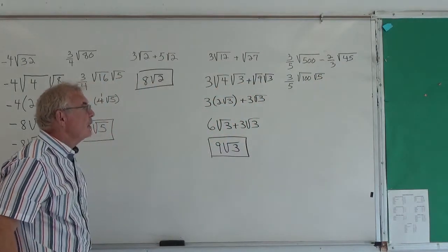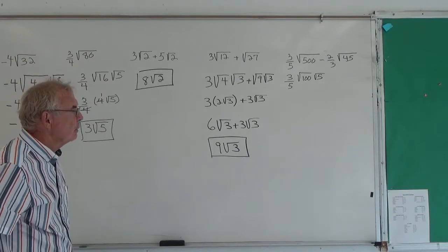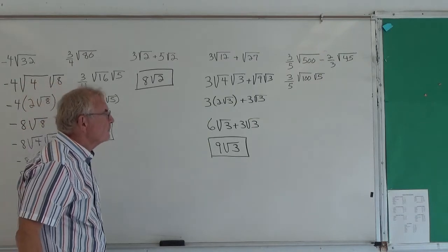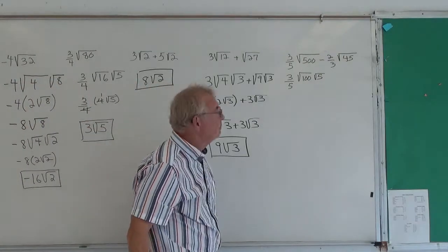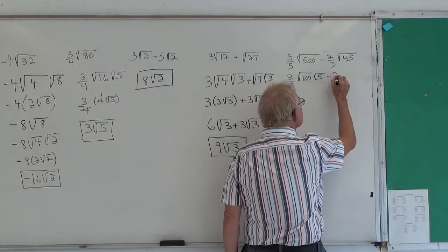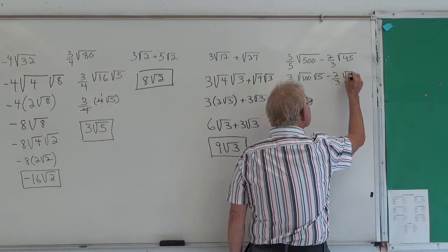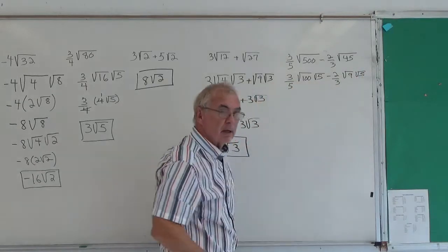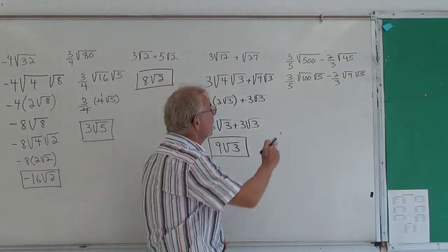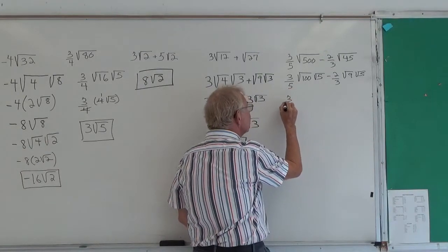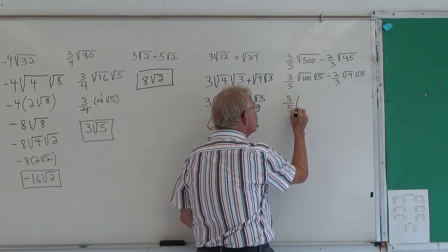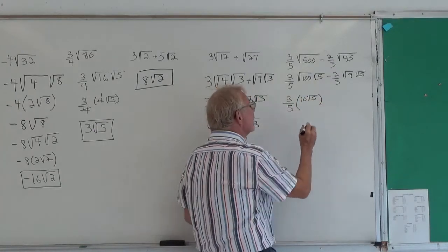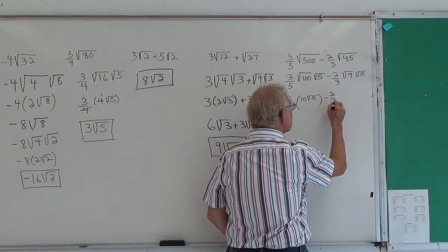Now, 2/3 the root of 45. What's a perfect square in 45? Well, 9. 9 times 5. Root of 5, root of 5. Looks like we might be getting somewhere. What's the square root of 100? You would say 10. What's the square root of 9? You would say 3.